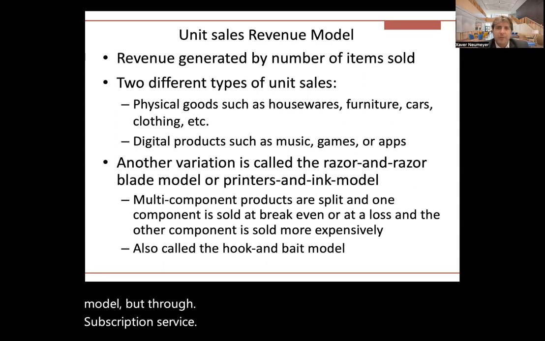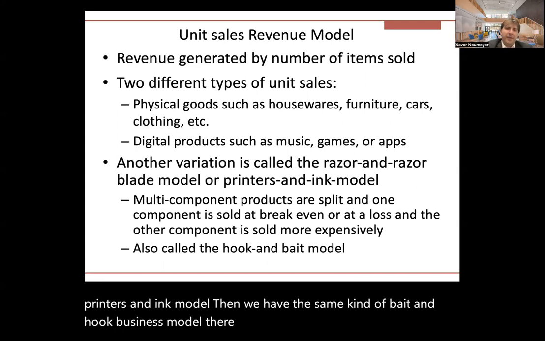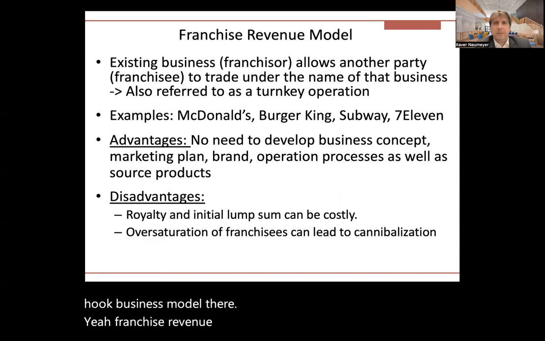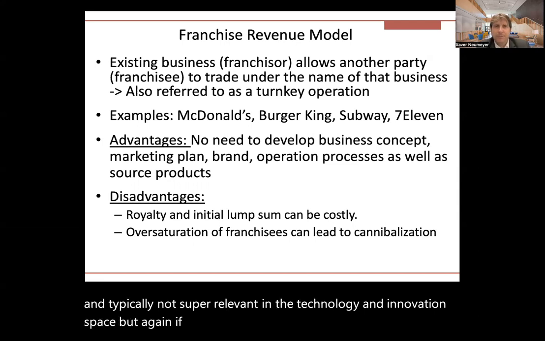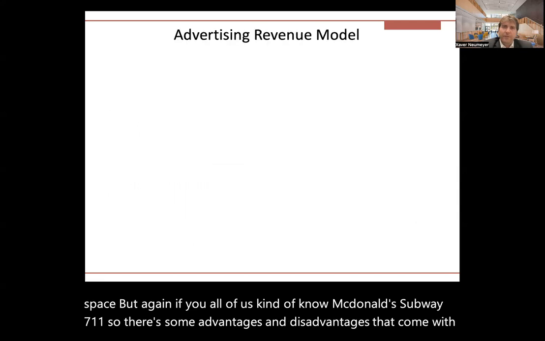Again, we talked about the razor and razor blade model and the printers and ink model, where we have the same kind of bait and hook business model. Then there's the franchise revenue model. We haven't talked much about that, and it's typically not super relevant in the technology and innovation space. But all of us know McDonald's, Subway, 7-Eleven. There are some advantages and disadvantages that come with using a franchise.